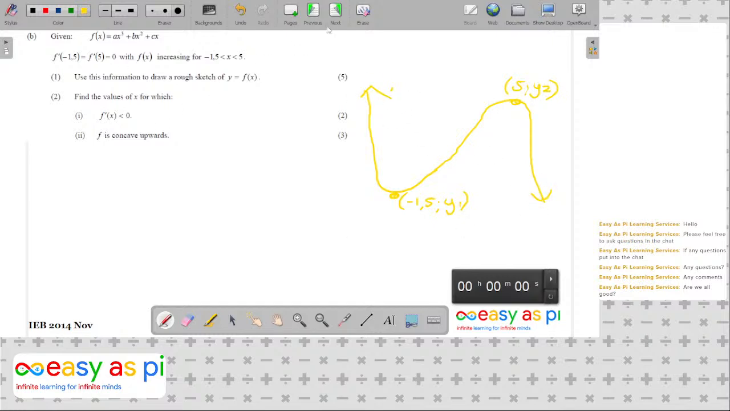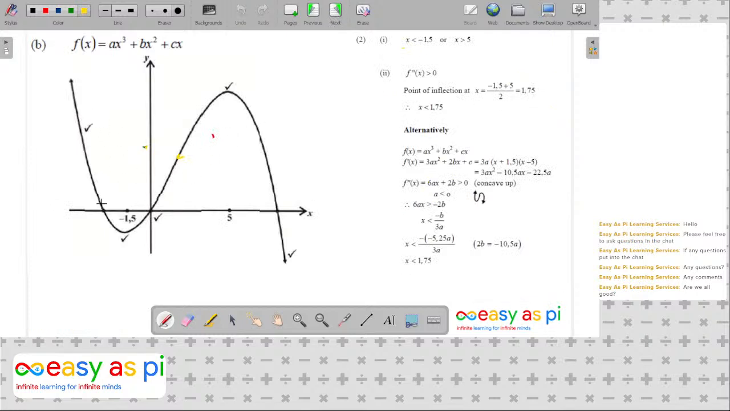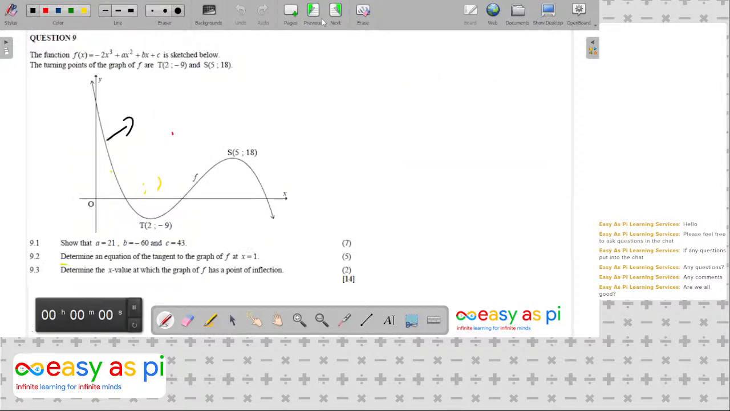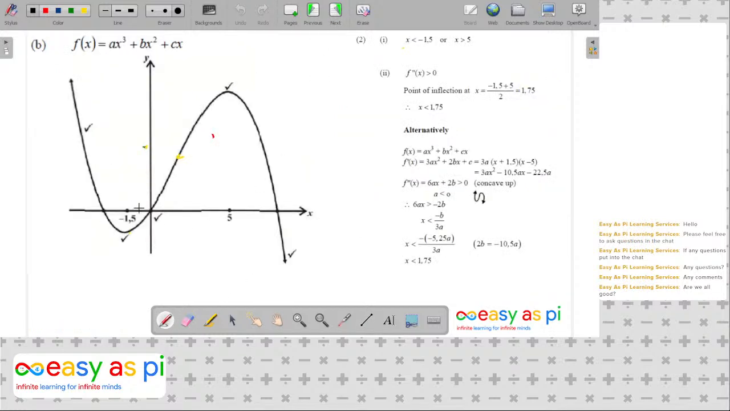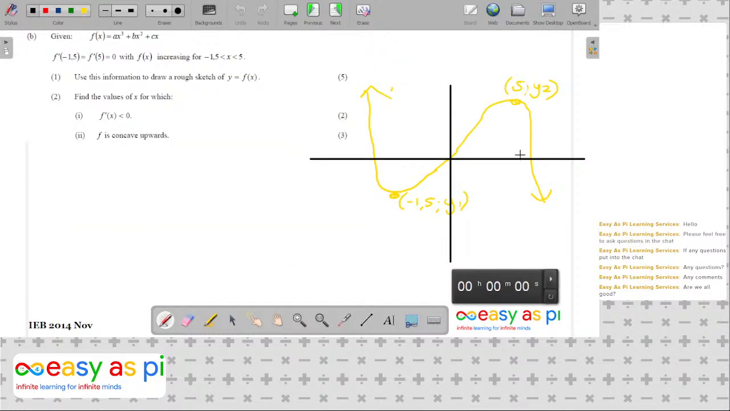Okay, and if you look at it, you can see here's the turning point, but also, what would have been important would have been to draw that this goes through the origin. Okay, so the y-intercept goes through the origin. That would have also been key, and you can see that's what we have here. Okay, that's how we would have drawn this.